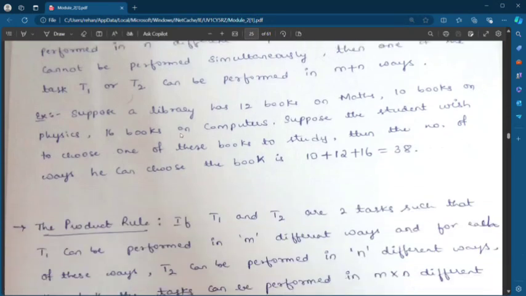Example: a library has 12 books on maths, 10 books on physics and 16 books on computers. Suppose a student wishes to choose one of these books to study, then the number of ways he can choose the book is, among these three types of books, he has to choose any one book. So that can be written as 10 plus 12 plus 16. All the books will be kept in front, and among that he can pick any one. So the total number of books will become 38. So he can read any book in 38 ways.